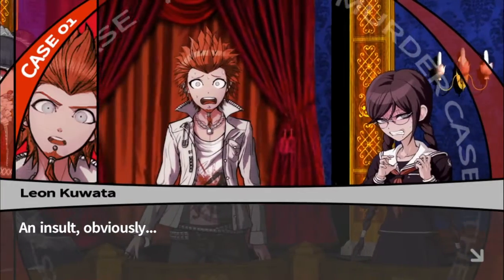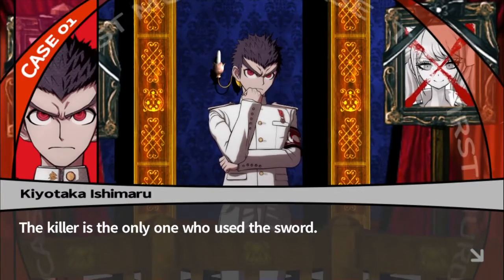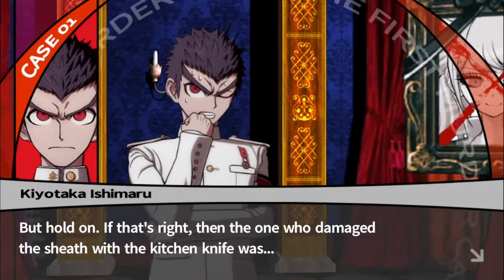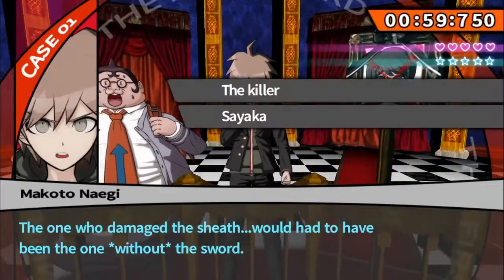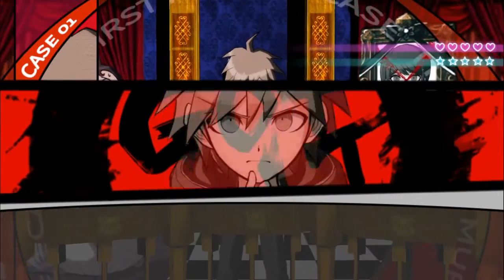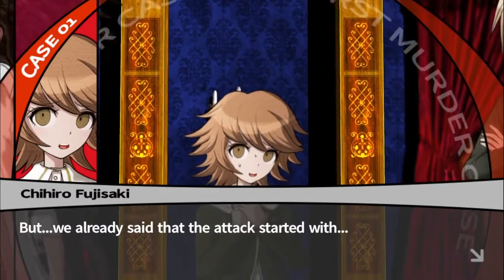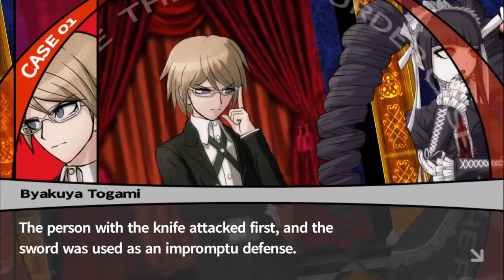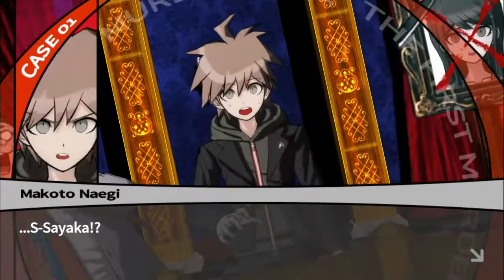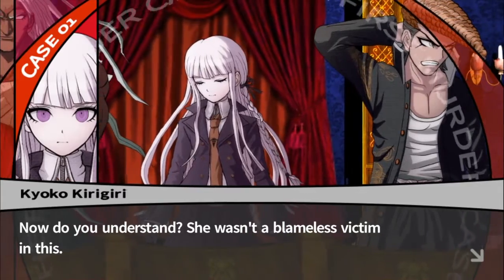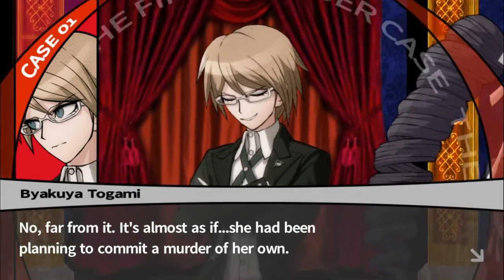An insult, obviously. So anyway, if Sayaka never touched the sword, then that means the killer is the only one who used the sword. But hold on. If that's right, then the one who damaged the sheath with the kitchen knife was... I got it! Sayaka? She had the kitchen knife? But we already said that the attack started with... The person with the knife attacked first, and the sword was used as an impromptu defense. Then the one who attacked first was... Sayaka? Now do you understand? She wasn't a blameless victim in this. No, far from it. It's almost as if she'd been planning to commit a murder of her own.